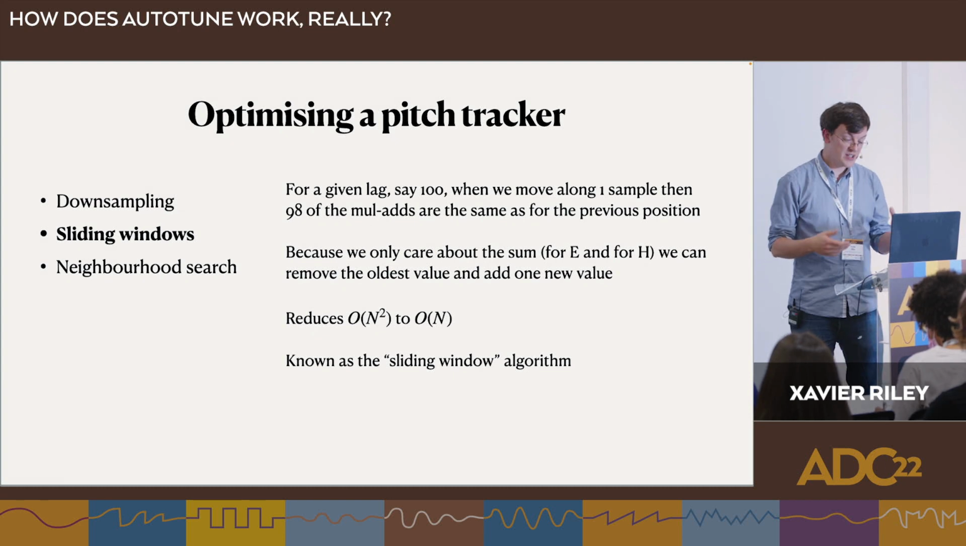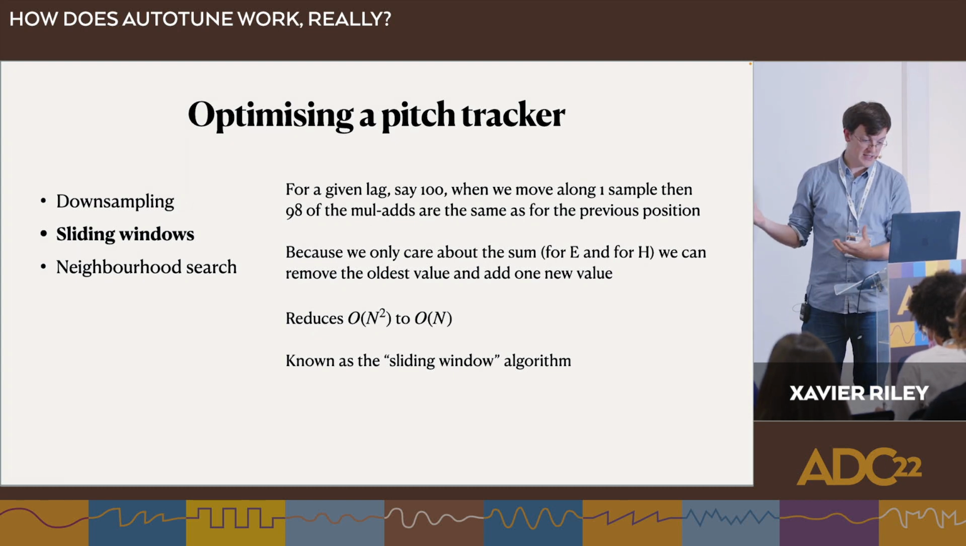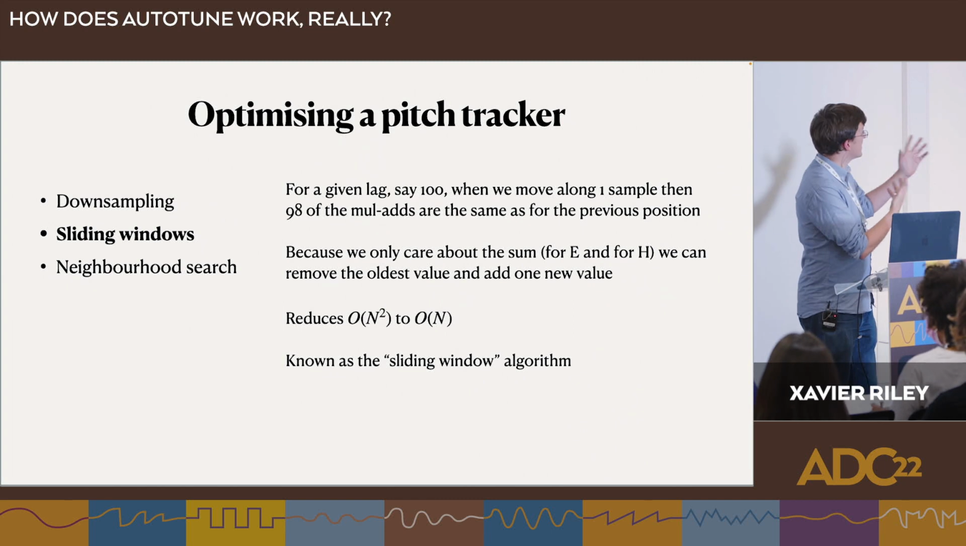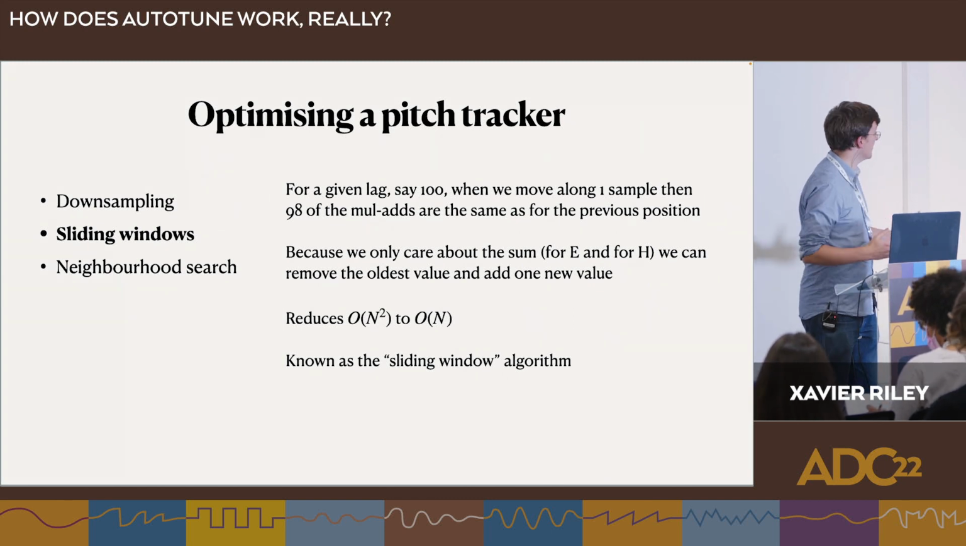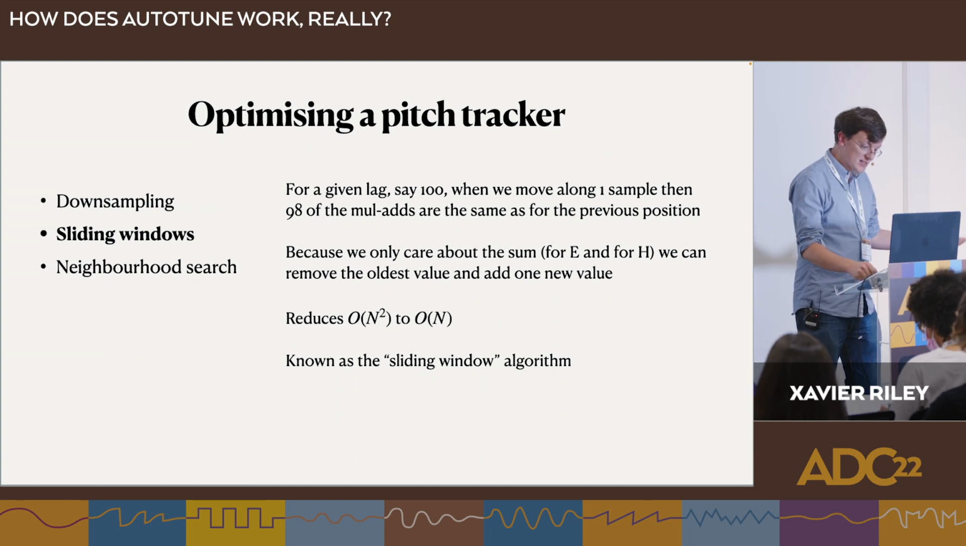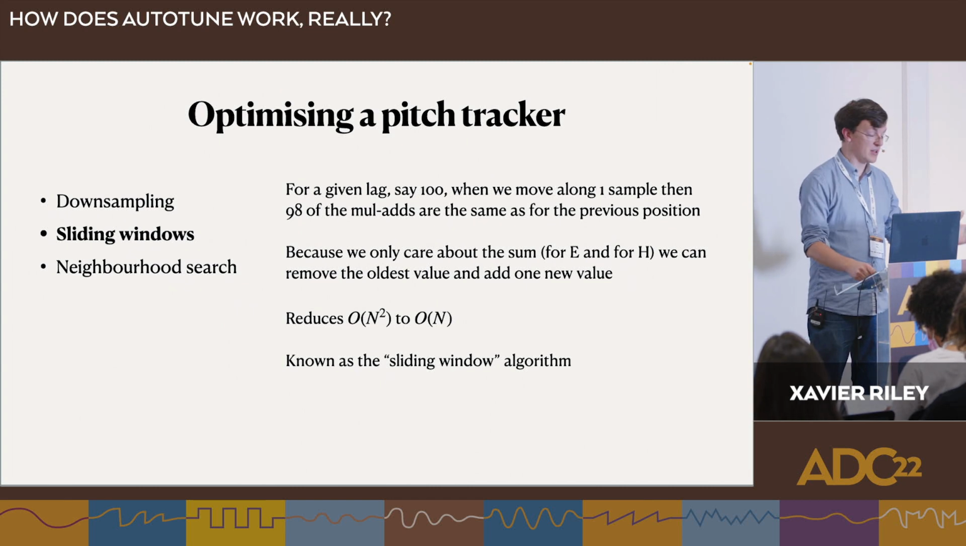And so because it sums and it's amenable to that, by implementing it as a sliding window, we reduce O(N squared) to something like O(N). Sliding window is not new, but it's useful to know that it can be applied to time domain autocorrelation.